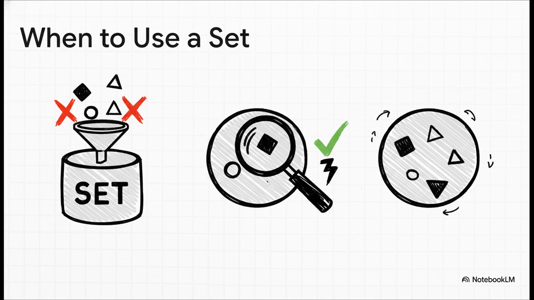So when should you reach for a set instead of a list? This slide lays it out. First, if you only care about unique values, a set will automatically handle duplicates for you. Second, if you're going to be doing a lot of "is this item in my collection" checks. And third, if the order of the items just doesn't matter for what you're trying to do.